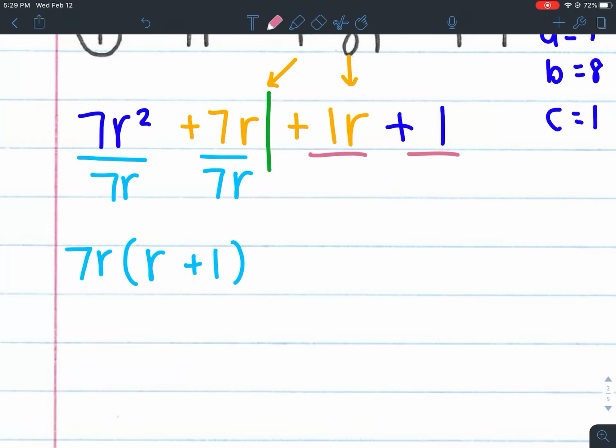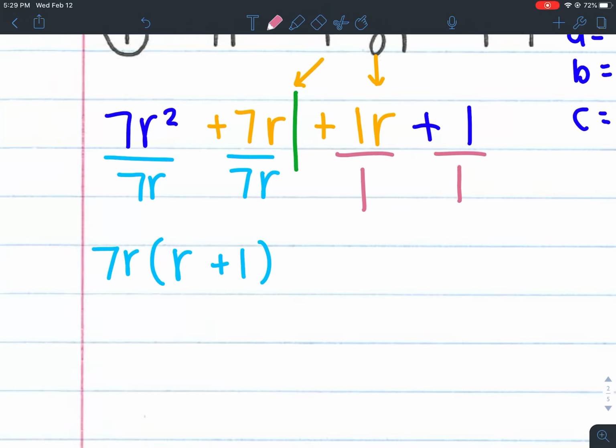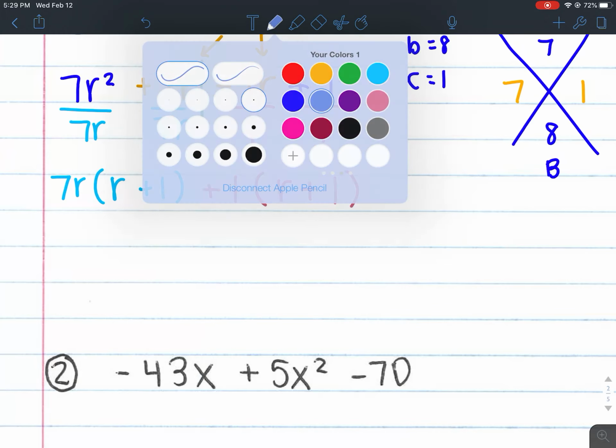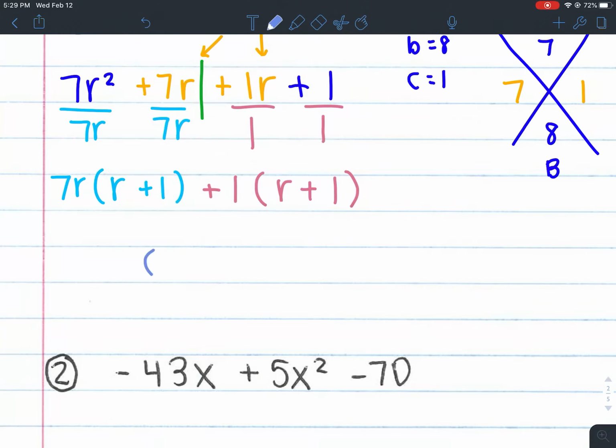So this part is just review. The largest number I can take out of these is both positive 1. I wouldn't want to take out a negative 1 unless the first term in the group is negative. So this would be positive 1, and then I would have r plus 1. Once I'm at this step, I want to check, do I have matching parentheses? Yes. So then I can move on. So one of my factors is 7r plus 1, and the other one is r plus 1.